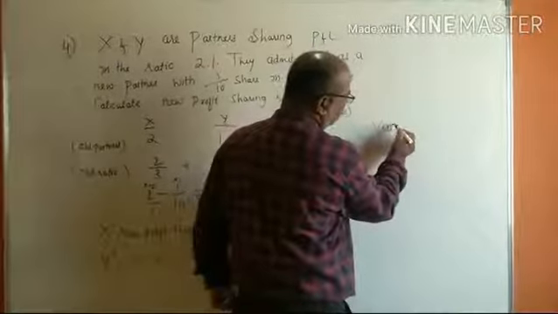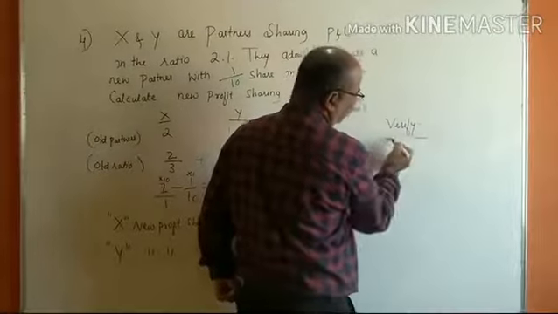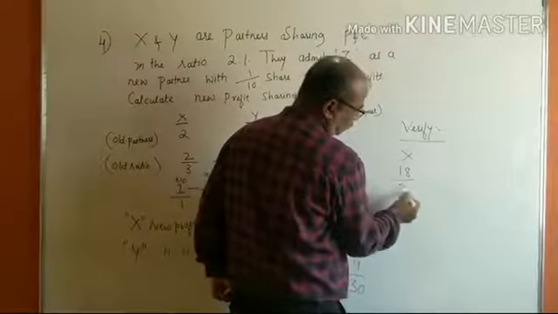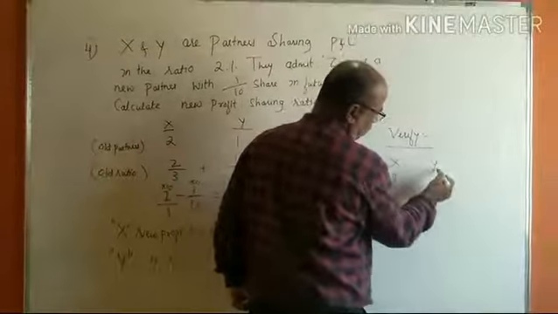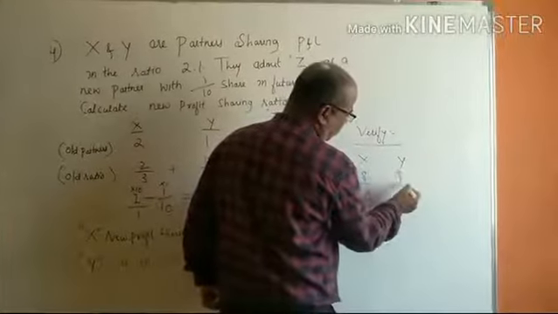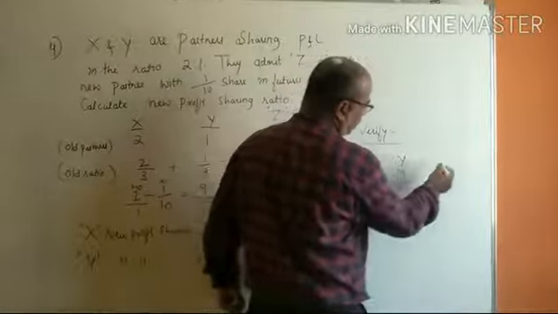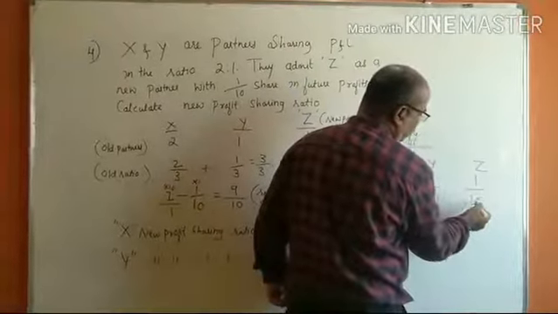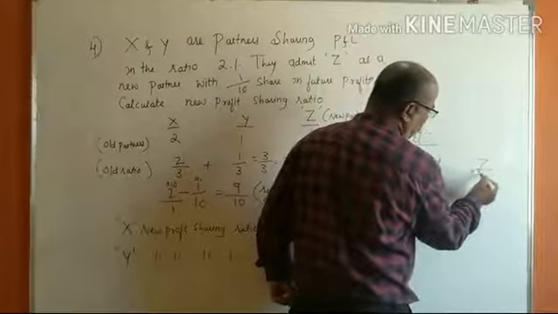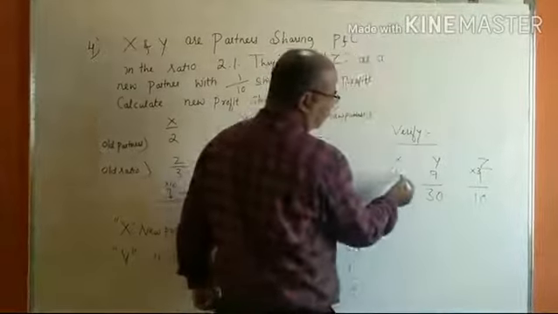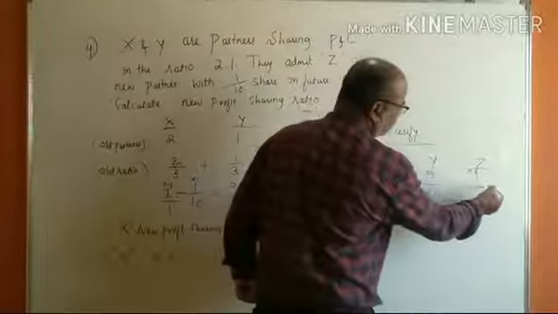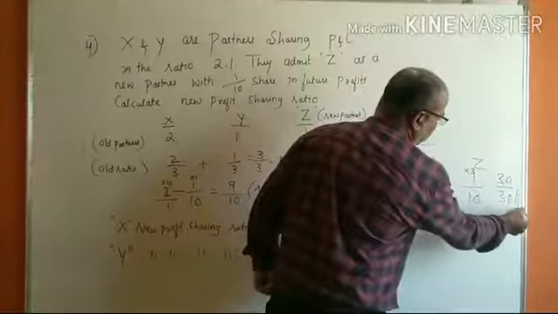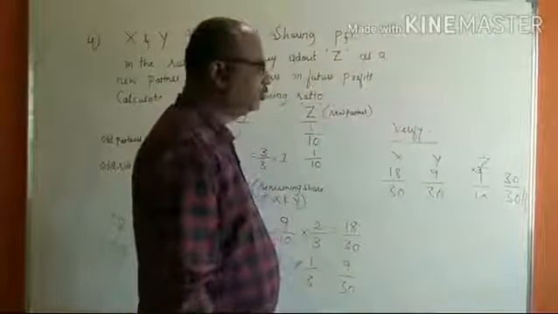If you want, you can verify this. X 18/30, Y 9/30 and Z 1/10. To make it 30, multiply it by 3. So 18 plus 9 is 27, 27 plus 3 equals 30 by 30. So always total profit is equivalent to 1.